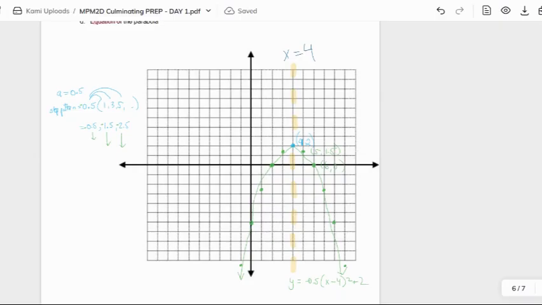Questions here. As I've stated, if you can complete this entire booklet with ease, then you have all the skills and tools to complete the Culminating day 1 with ease. Okay?